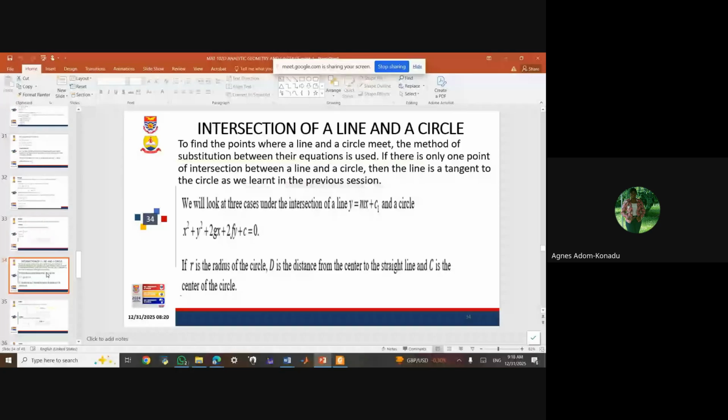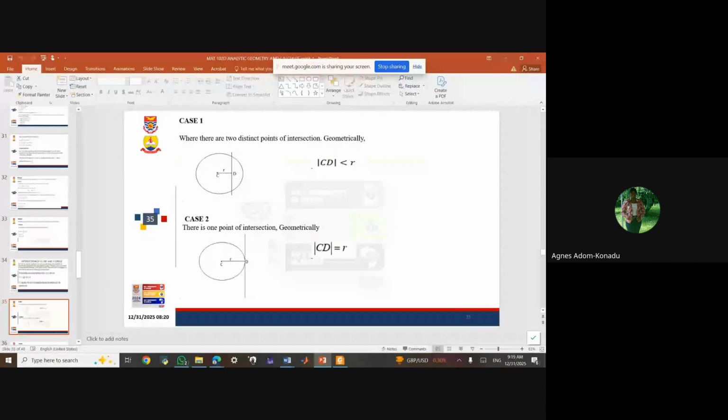So we'll look at 3 cases under the intersection of a line y equals mx plus c1 and the circle x squared plus y squared plus 2gx plus 2fy plus c equals 0. If r is the radius of the circle, d is the distance from the center to the straight line, and C is the center of the circle, we are going to get 3 cases, starting with 2 distinct points of intersection.